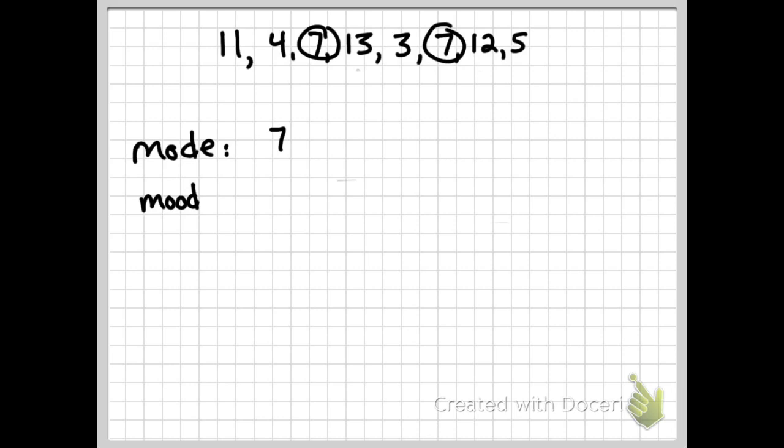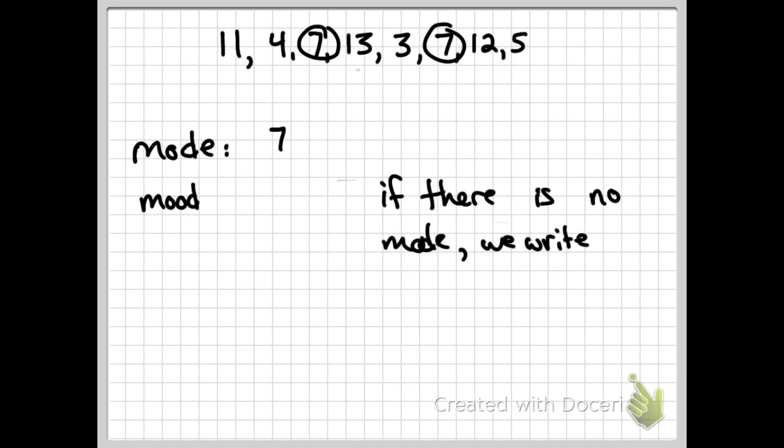We could have it where there is no mode at all. If there is no mode, we don't write 0. We would write no mode. You don't write the number 0 because 0 is a number that could come up. If there's more than one number that is tied, like let's say we had 2 3s, then we would have 7 and we would have 3 because there are 2 of each of them.